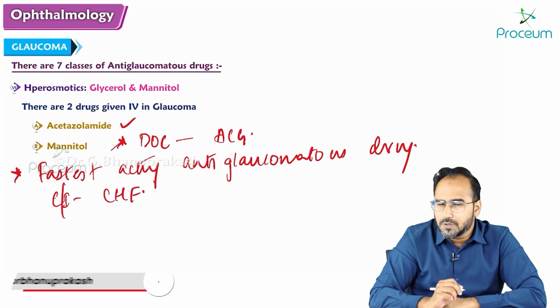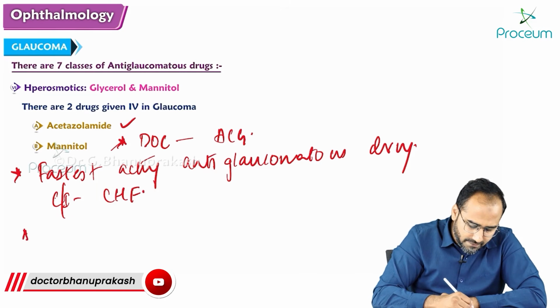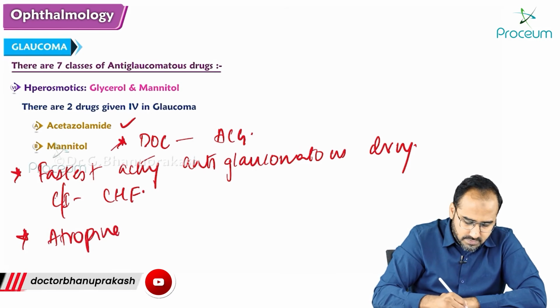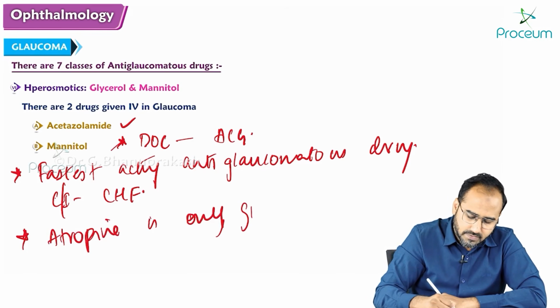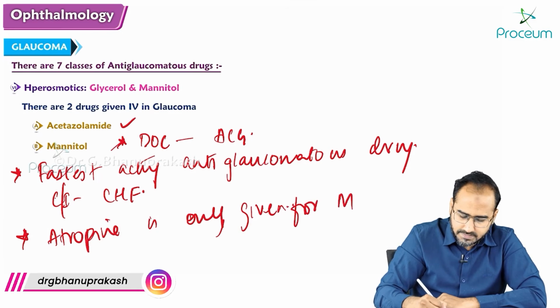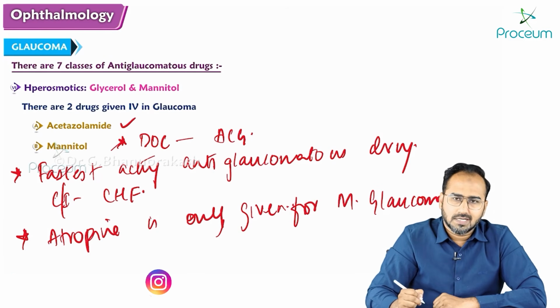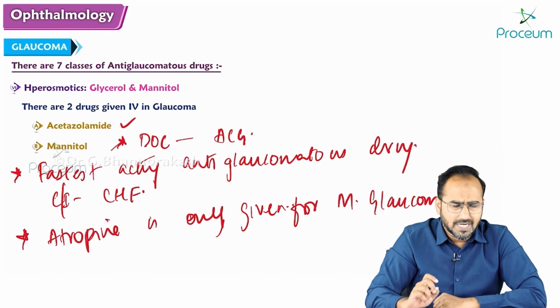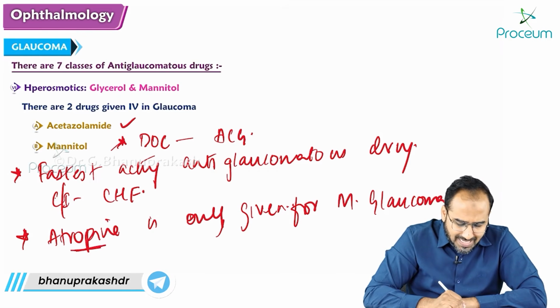Is there any role of atropine in glaucoma? No, no role. Atropine is only given for malignant glaucoma. Atropine has no role in the management of glaucoma. It is best used for malignant glaucoma.